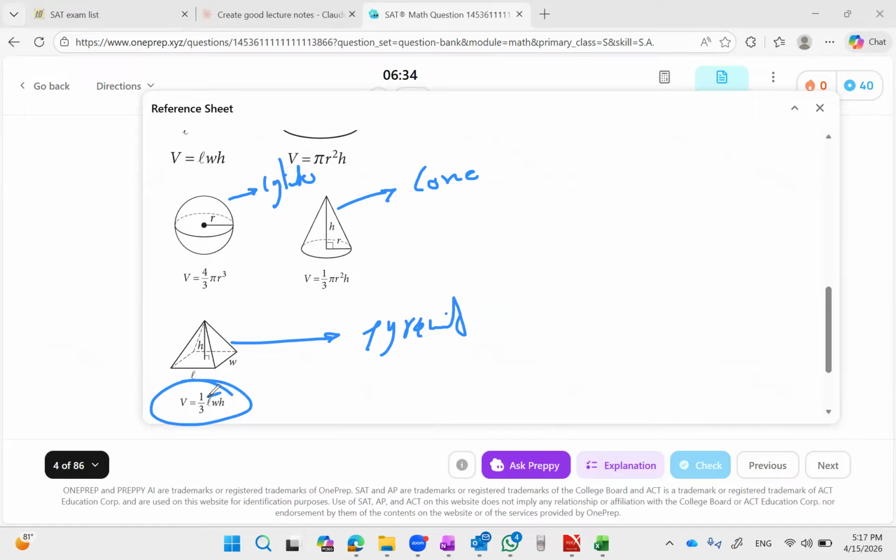What is L? L is called slant height. What is the slant height? Slant height is the height that comes like this. But the perpendicular is H, which we don't use in the pyramid. We use it in the cylinder. So this is all regarding the shapes.